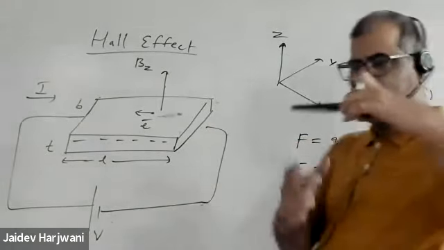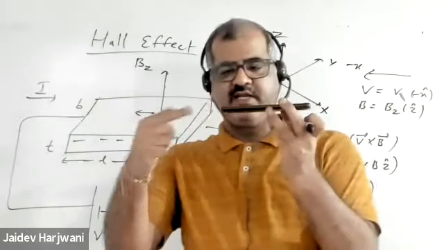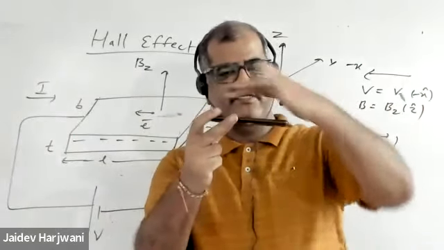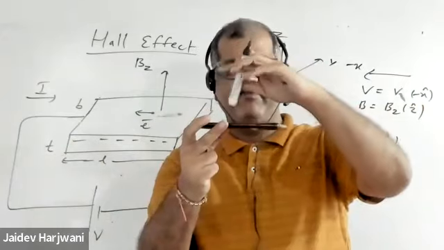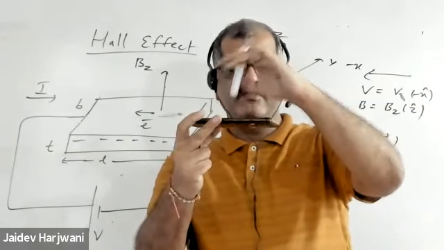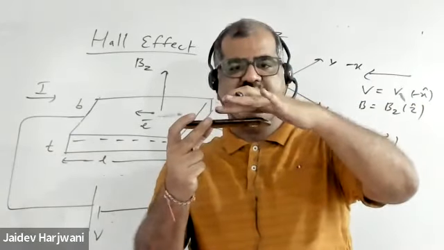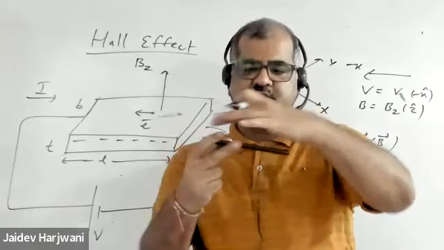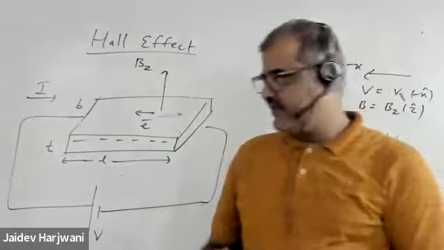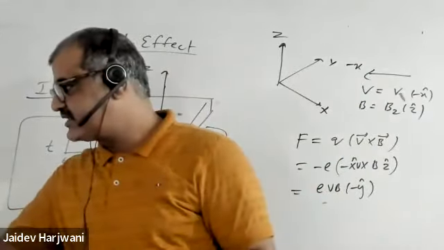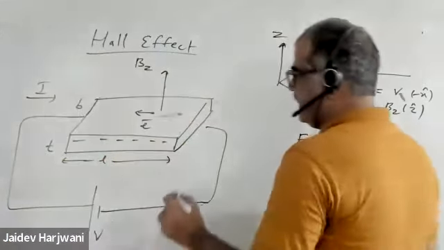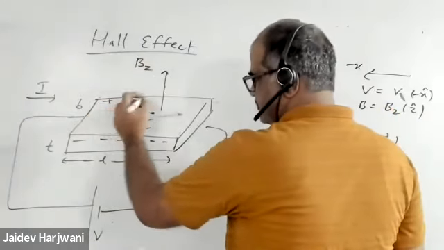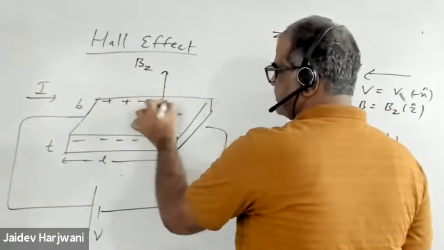This is my sample. I am flowing current here. My electrons are moving in this direction, minus x. I'm applying a magnetic field. Then because of this magnetic field, the force is in the minus y direction, this direction. So all the electrons go to this surface. All the electrons will get piled up on one surface, and because electrons are moving here, you have plus charge on the other side.